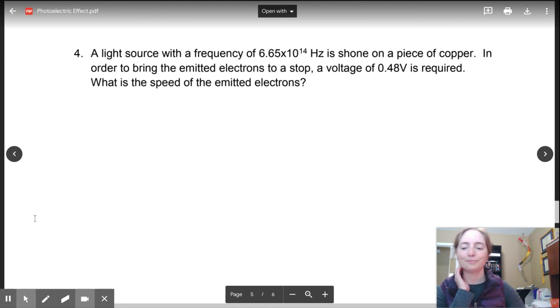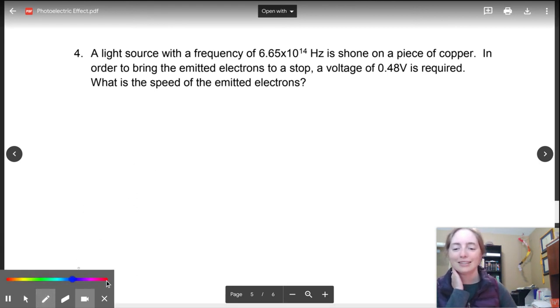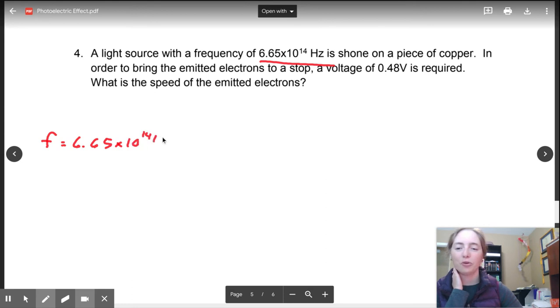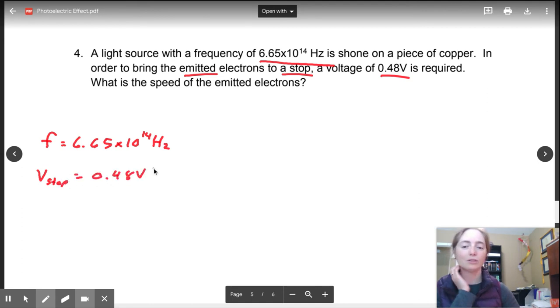Okay. All right. So, ladies and gentlemen, a light source with a frequency of 6.65 times 10 to the power of 14 hertz is shone on a piece of copper. In order to bring the emitted photons to a stop, a voltage of 0.48 volts is required. So, that's our V stop, 0.48 volts. All right. What is the speed of the emitted electrons?